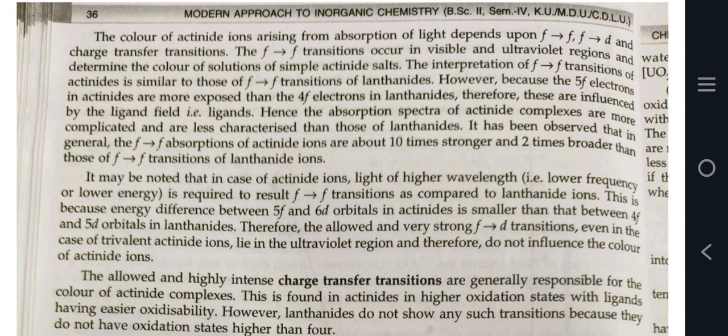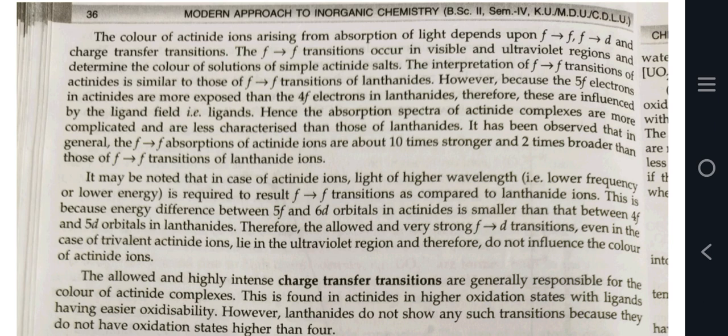transition of lanthanides. However, because the 5f electrons in actinides are more exposed than 4f electrons in lanthanides, these are most influenced by the ligand field and ligand. Hence, the absorption spectra of actinide complexes are more complicated and are less characterized than those of lanthanides. It has been observed that in general the f-f absorptions of actinide ions are about 10 times stronger and 2 times broader than those of f-f transition of lanthanide ions.